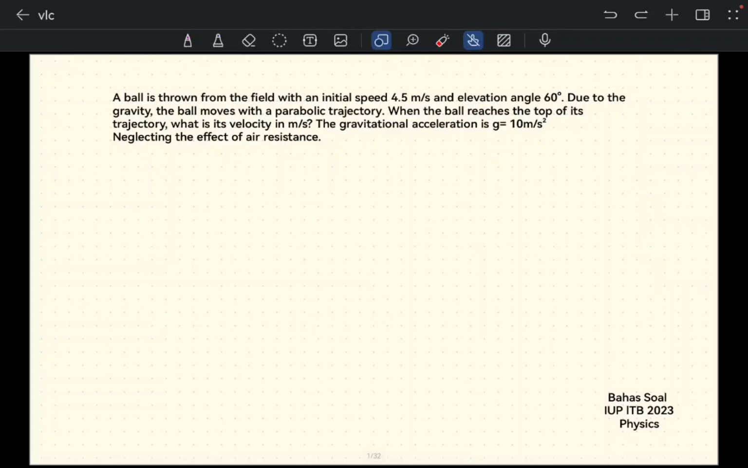So first we have initial speed u and elevation angle theta, and then we have to find the final velocity at the top of the path. We need to draw the diagram of motion. The ball moves in the path of projectile motion, and here we have initial velocity with an angle of theta or 60 degrees to the horizontal, and we have to find the velocity at the top of the path.